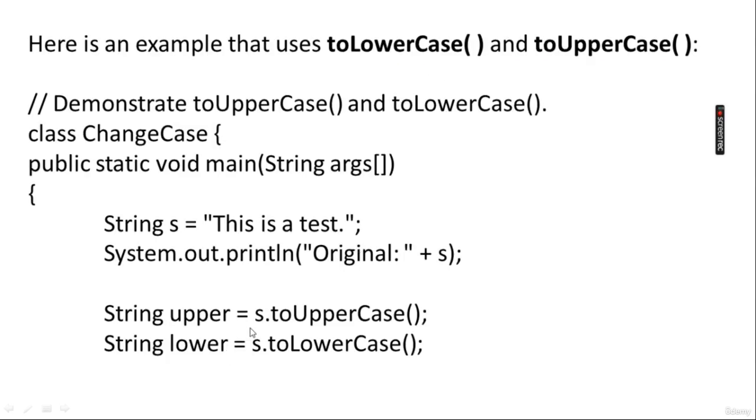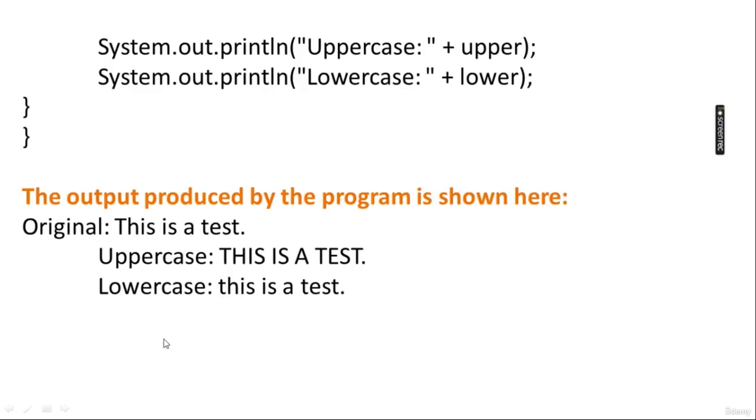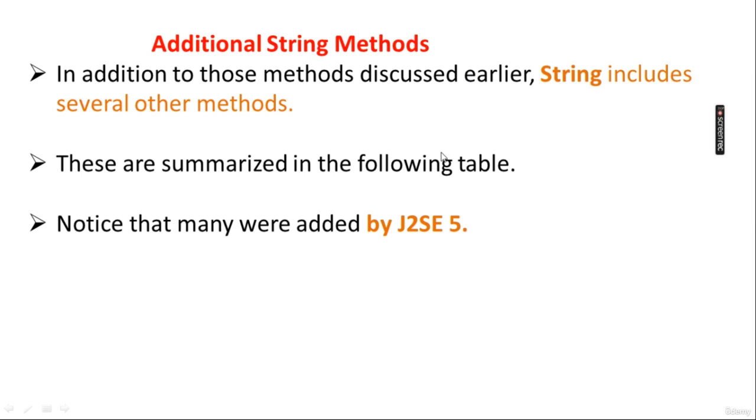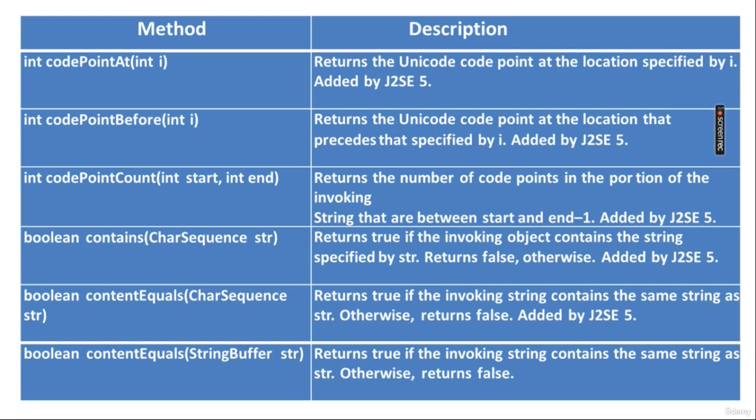This is a test, with toUpperCase and toLowerCase. "This is a test" will be converted to all capital letters in this case and it will return upper, and this will return lower. So "This is a test" will give you "THIS IS A TEST" in uppercase, and the lowercase will give you "this is a test". Now we will see some more methods. In addition to those methods, String includes several other methods, and both are added by J2SE 5. We will see those in the following tables.